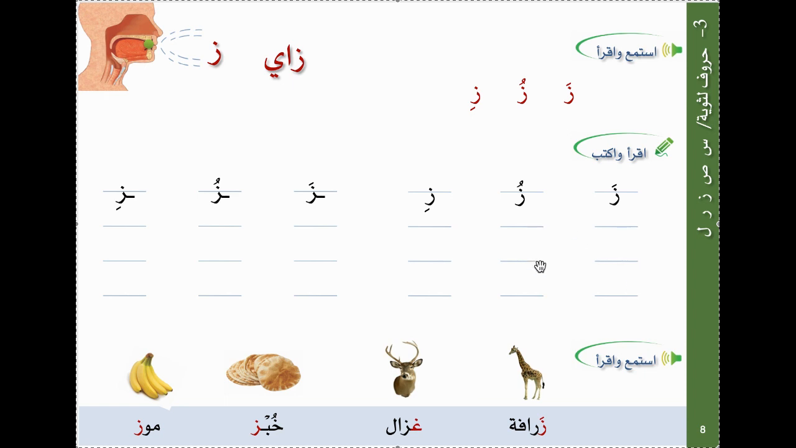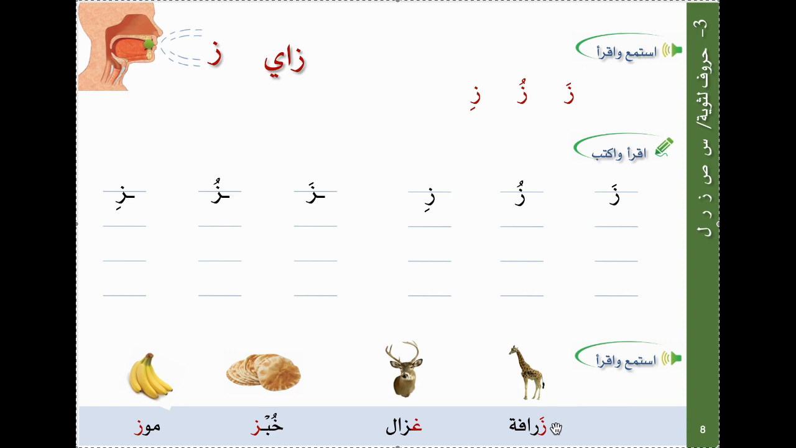Za, Zu, Zi. Now keep in mind that this letter is completely under the line. It's mostly, about 90% of the letter is under the line. Maybe if you start a little bit above the line, that's fine. And the dot, of course, would be above the line. And here is a Zay in the final position or in the middle of a word. Za, Zu, Zi.